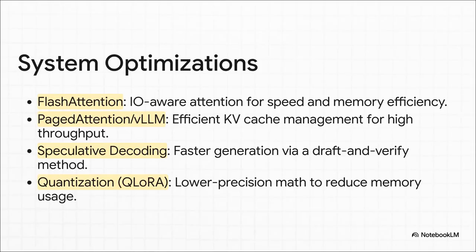This brings us to the unsung heroes of this whole revolution. These aren't new model architectures, they're really deep, clever software optimizations. Flash attention, for example, redesigned the core math of self-attention to be way faster by being smarter about how it moves data around on the GPU. Paged attention, which you see in systems like vLLM, solves a huge memory problem called the KV cache. Then you have speculative decoding, which uses a smaller, faster model to draft text that the bigger model just verifies. And finally, quantization techniques like QLoRA let these models run with way less memory by using lower precision numbers.